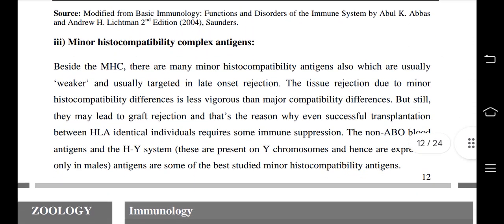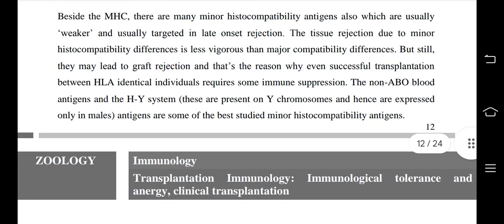Besides the MHC, there are many minor histocompatibility antigens also, which are usually weaker and usually targeted in late onset rejection. The tissue rejection due to minor histocompatibility differences is less vigorous than major histocompatibility differences, but still they may lead to graft rejection, and that's the reason why even successful transplantation between HLA identical individuals requires some immune suppression.